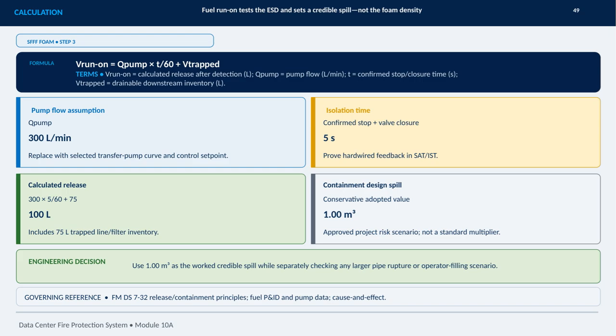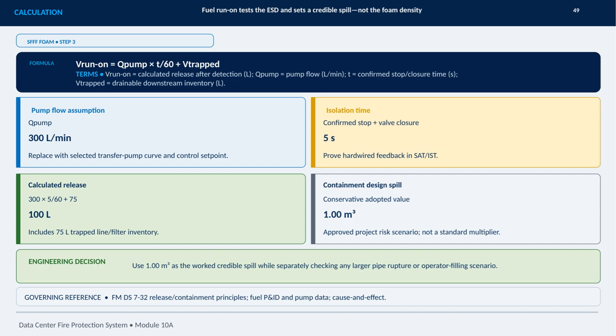Adding the 75 liters retained in the downstream line and filter produces a calculated release of 100 liters. However, the adopted containment design spill is more conservative, 1.00 cubic meter. This is an approved project risk scenario, not a standard multiplier.